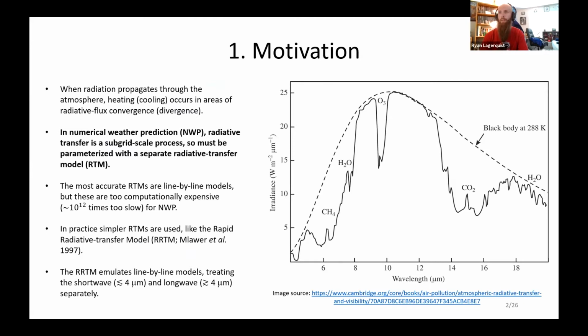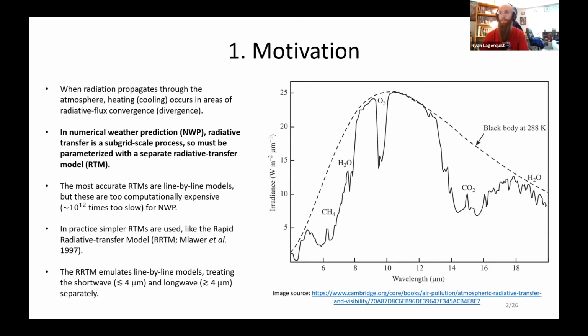So to start off with, when radiation propagates through the atmosphere, heating occurs in areas of radiative flux convergence and cooling occurs in areas where the radiative flux diverges. So that's why it's important and needs to be resolved in numerical weather prediction, or NWP. But in NWP, radiative transfer is a subgrid scale process, so it has to be parameterized with a separate radiative transfer model. The most accurate radiative transfer models are the line-by-line models, but these are much too computationally expensive for NWP. They're about 1 trillion times too slow to run in operational mode.